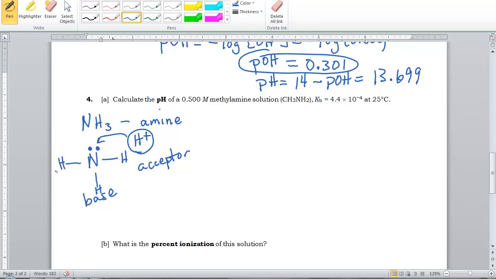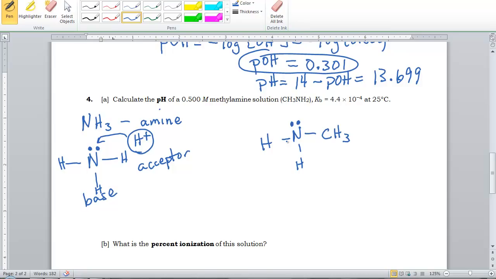Okay, 3 hydrogens. But we can put different groups on there. So look at this one right here. The nitrogen has 2 hydrogens, but it also has a CH3, which is called a methyl group. But same thing, 3 bonds, nitrogen with a lone pair. That is a weak base just like ammonia is.